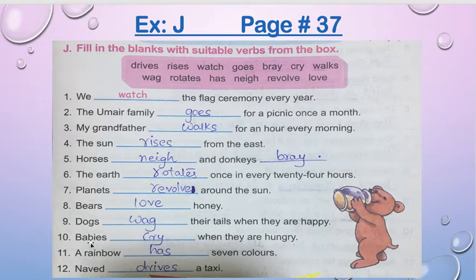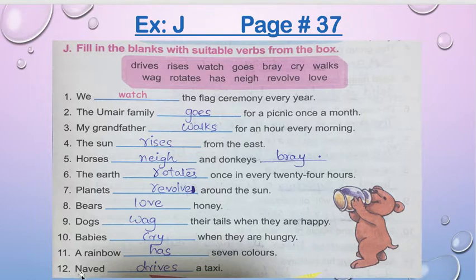Wag. So dogs is the subject here and it is in plural form. So the verb is in singular form. Wag. Next, babies dash when they are hungry. Cry. So babies here is the subject and it is in plural form. So verb will be in singular form, the base form of the verb. So cry. Next, a rainbow dash 7 colors. Has. So a rainbow is the subject here, but has is not the main verb here. Okay, so there is no rule applied. We are just writing has to make a proper sense to the sentence.